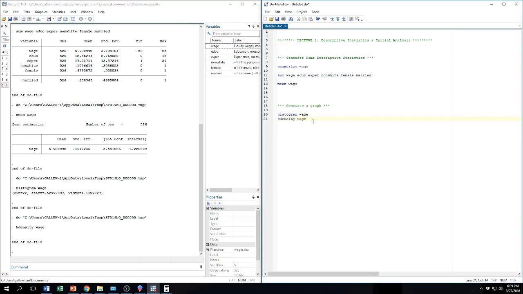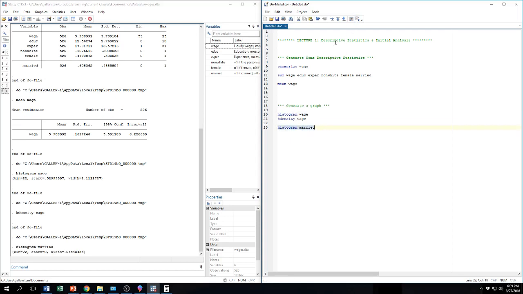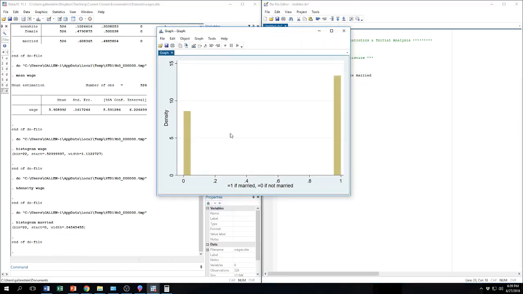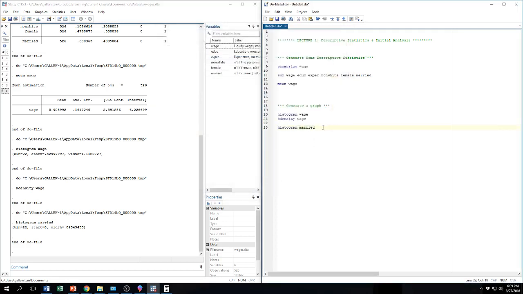Okay. Now we could even do that for some of our binary variables. Let's say we want to do histogram, and let's do married. We said we wanted to look at married, so let's run that. This distribution function is binary. There's only 2 values, but it gives us kind of the probability of the different ones. Okay. Now that's just kind of a review of what it looks like to generate an observational, or an empirical, distribution.